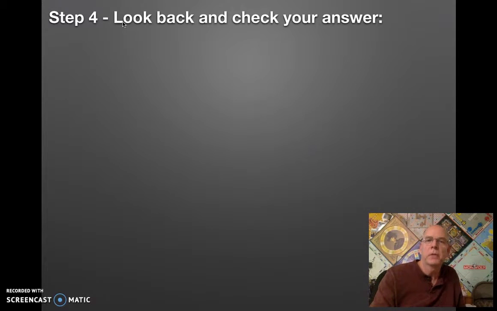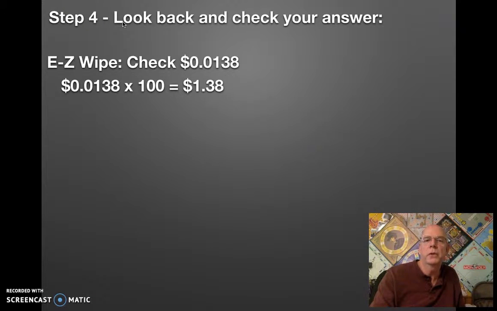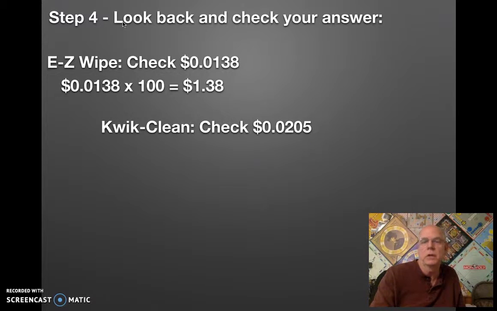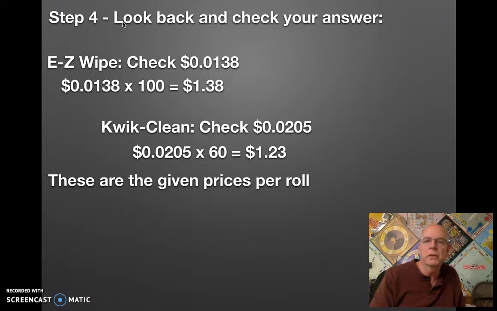All right, step 4, look back and check your answers. So the Easy Wipe, the check was 0.0138 times 100. That gives us $1.38, which was given in the problem. Quick Clean, we'll take the 0.0205 and multiply it by the 60, and that gives us $1.23. Both of those values were given in the original problem, and so there's our check.